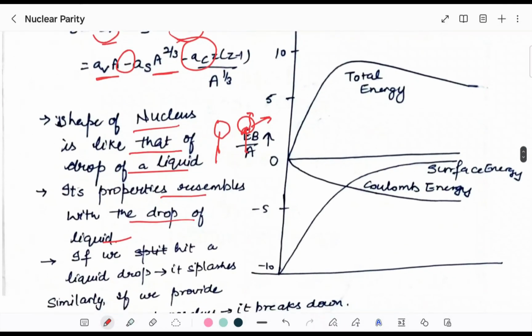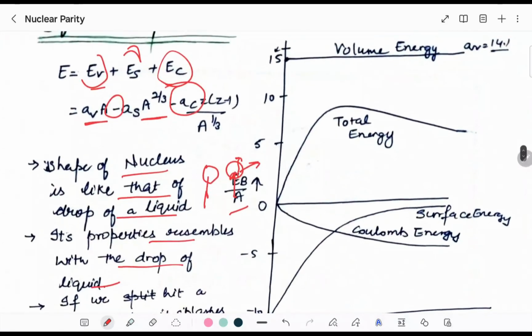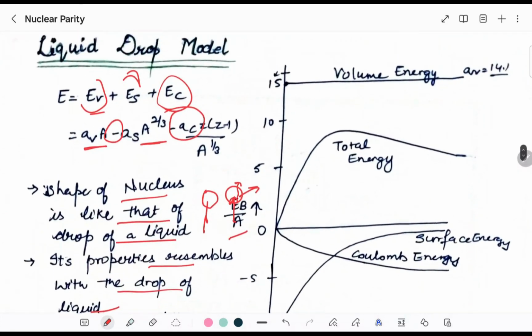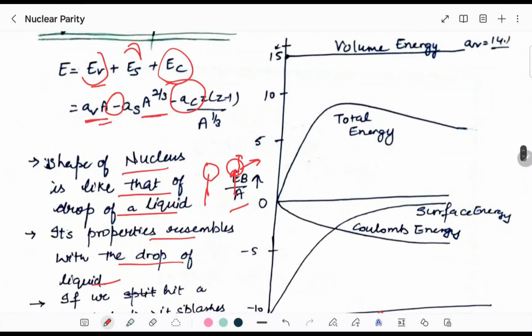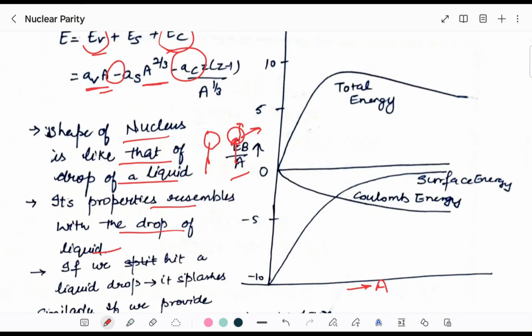with a graph like this. Suppose this is the binding energy per nucleon and this is the number of nucleons. Here we are considering the first term, which is the volume energy term, directly proportional to A. As the number of nucleons is directly proportional to A, it is a volume energy term and it is positive, so we will draw it in the positive sense. Second is the surface energy term.